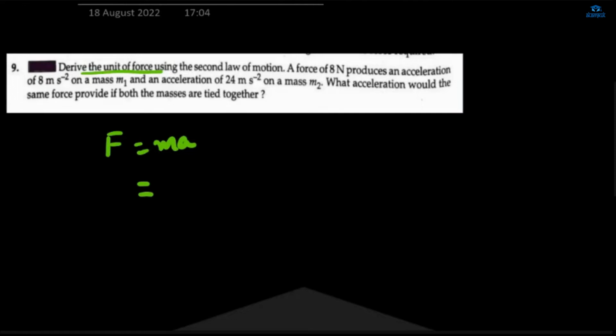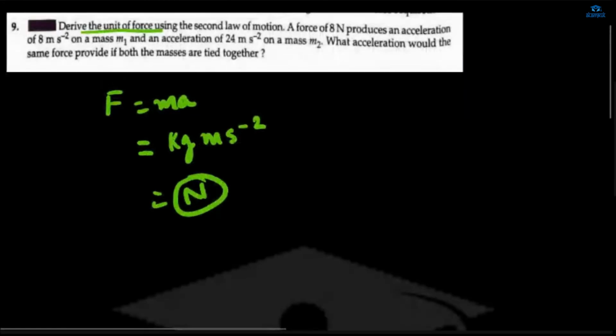Okay, so the standard unit for mass is kg. The standard unit for acceleration is meter per second square. So what will be the unit of force then? Kg meter per second square. This has been derived by the second law of motion, which is also known as Newton. Okay, which is also Newton, kg meter per second square. Okay, this is the first part.